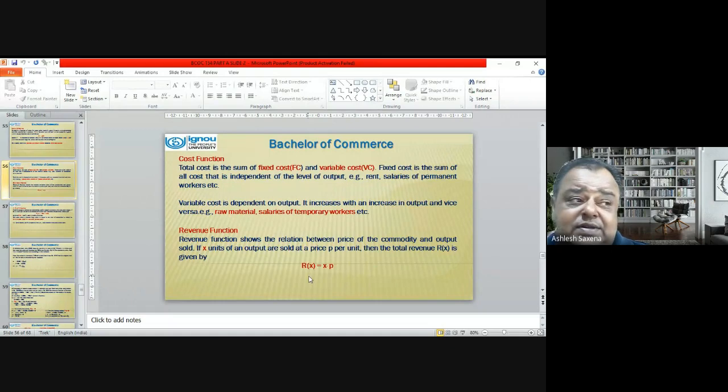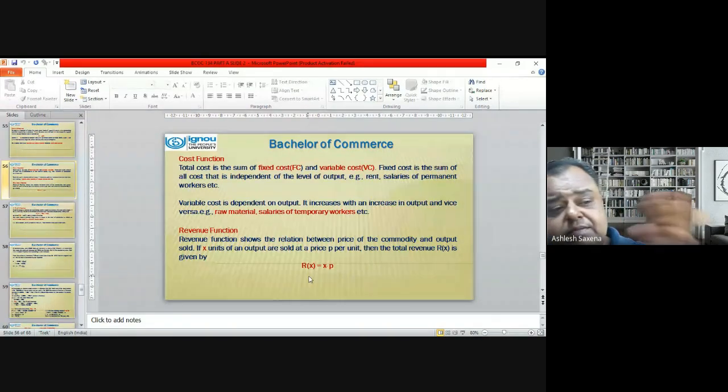Revenue function. Straight away, what is meant by revenue? It is the product of price and units sold. That means your revenue function shows the relationship between the price of the commodity and the output of units sold. If X units of the output are sold at price P per unit, then the total revenue will be the product XP.